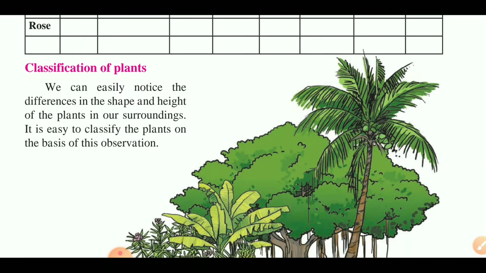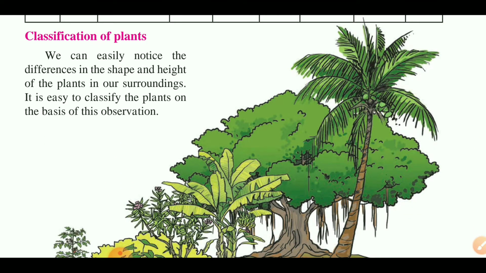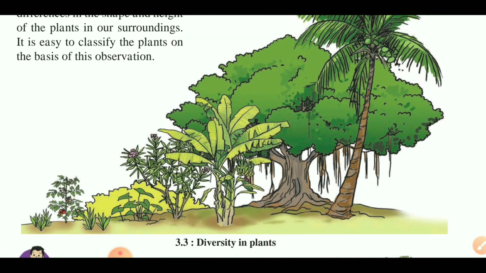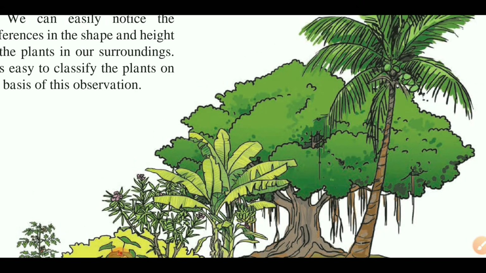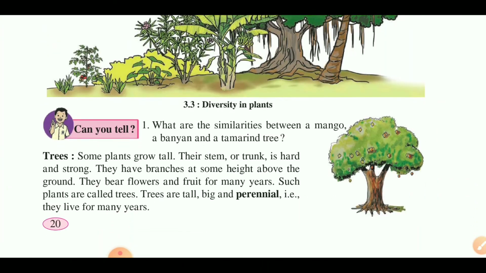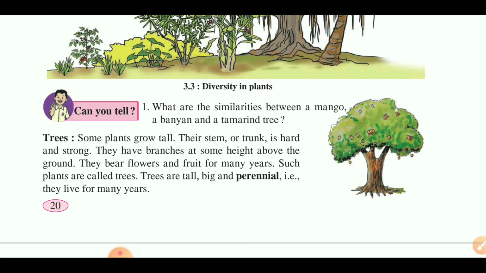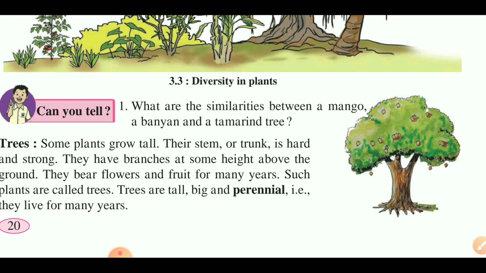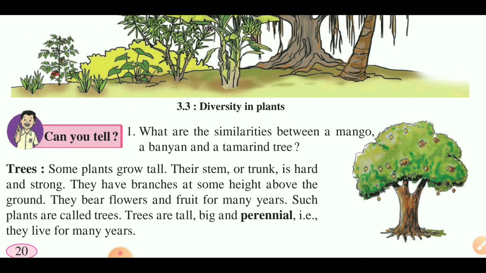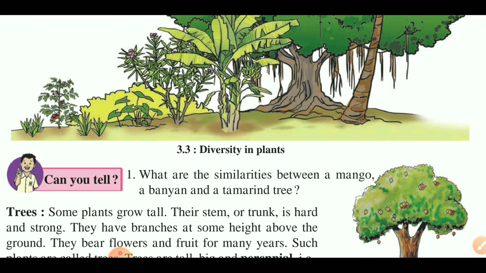Now classification of plants. We can easily notice the difference in the shape and height of plants in our surrounding. It is easy to classify the plants on the basis of observation. Now can you see here there are a banana tree, banyan tree, tamarind tree, and coconut tree also. What are the similarities between mango, banyan, and tamarind trees? These have a big bark, and the mango plant and banyan tree are big in size.